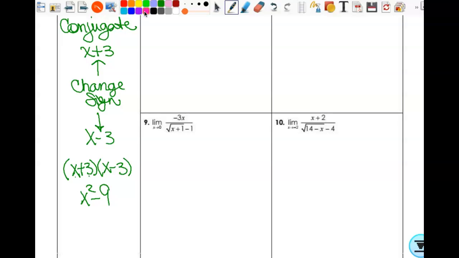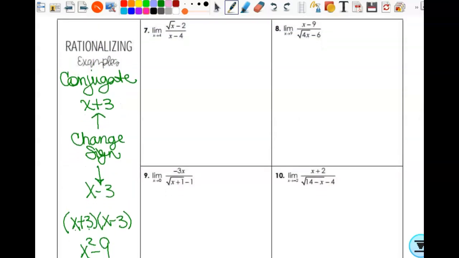So let's look at this first one. Since I will get 0 over 0, I want to multiply by the conjugate of the square root part, so the numerator. So basically we're rationalizing the numerator. We usually rationalize the denominator. Again, it has nothing to do with it not being allowed in the denominator. It's more about trying to get something we can handle here. So I'm going to multiply by the conjugate. The conjugate of the square root of x minus 2 is the square root of x plus 2. So I multiply by the square root of x plus 2 over the square root of x plus 2 because that has a value of 1. Therefore, I'm not changing the value of the fraction. I'm just changing the way it looks.